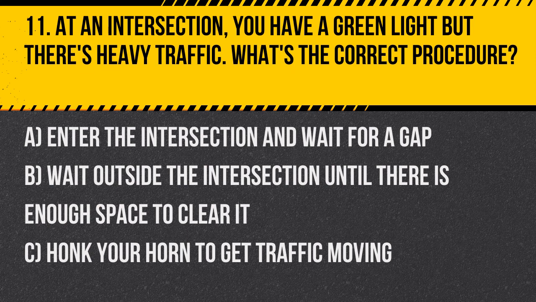Question 11. At an intersection, you have a green light, but there's heavy traffic. What's the correct procedure? A. Enter the intersection and wait for a gap. B. Wait outside the intersection until there is enough space to clear it. C. Honk your horn to get traffic moving.